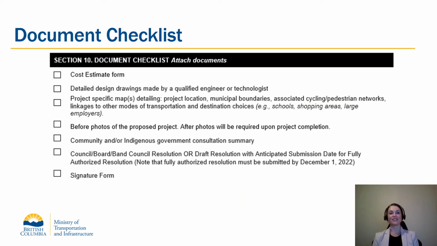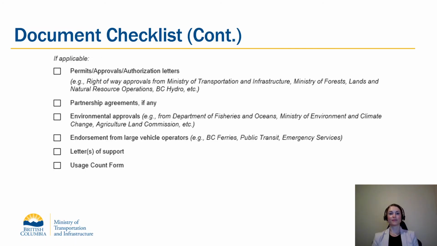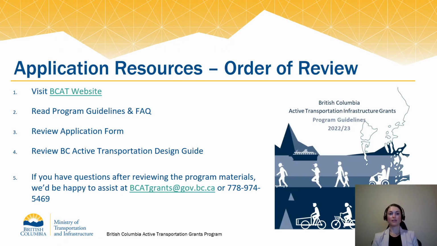Section 10 is a document checklist to ensure you submit a complete application. Incomplete applications will be deemed ineligible for funding. In addition to the required documents, other documents may be submitted depending on your project context. If necessary permits or environmental approvals are not in place, an application may be deemed ineligible. Review resources as stated in this order. All forms and documents are available on the website.